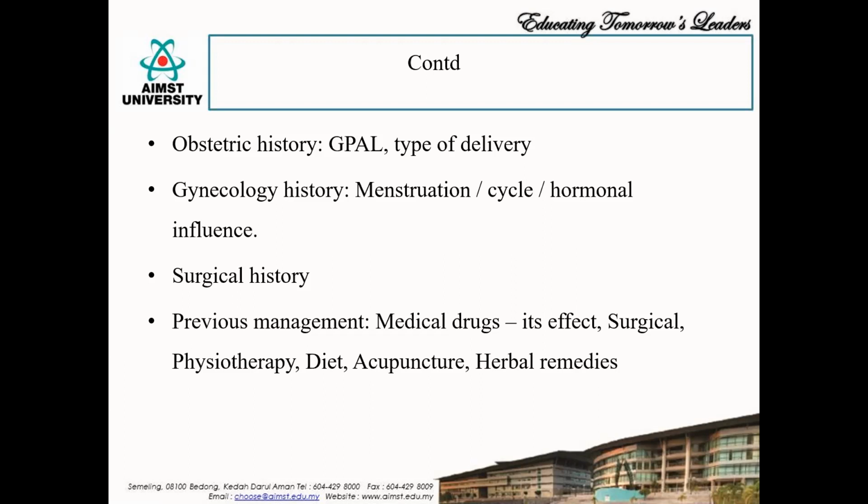Okay, so next is regarding the gynecological history. Gynecological history is regarding the menstrual cycle, whether they have regular or irregular menstrual cycle, and whether they have any hormonal imbalance, all those things. So that is your gynecological history. Surgical history: whether they have undergone any surgery so far. If any surgery they have undergone, what is the surgery and for what reason.